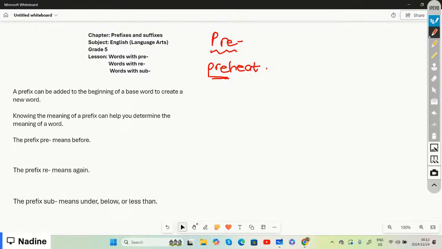So we said knowing the meaning of a prefix can help to determine the meaning of a word. And we said prefix pre means before. And here we have the word preheat. And we said preheat means that you need to heat something before you officially use it.